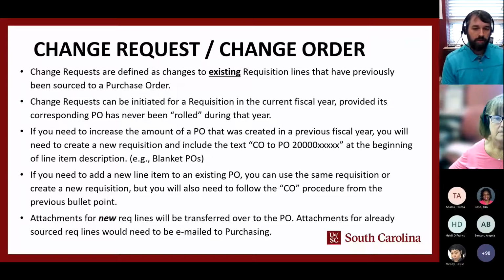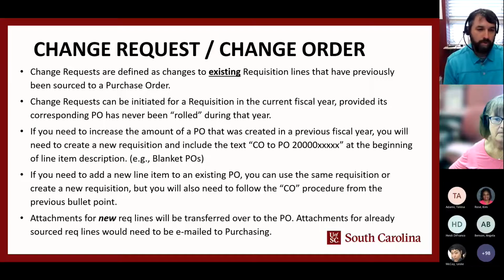So the CO stands for change order, and the PO obviously is the purchase order, and then the number. Right now it starts with 2 and 4 zeros, and then there's another 5 digits at the end of the PO number. So just be aware of the PO number that your requisition is associated to, and you can find that information on the Manage Requisitions page.